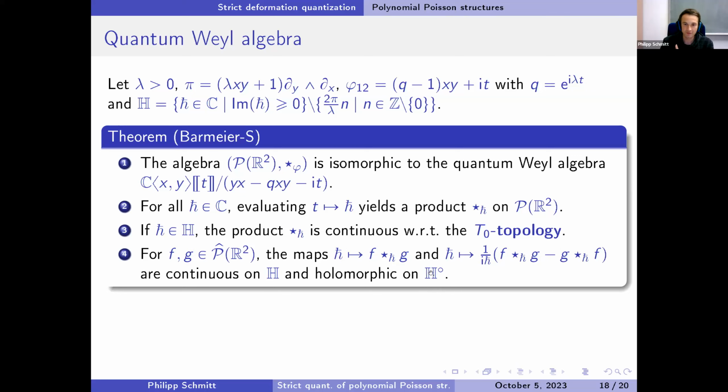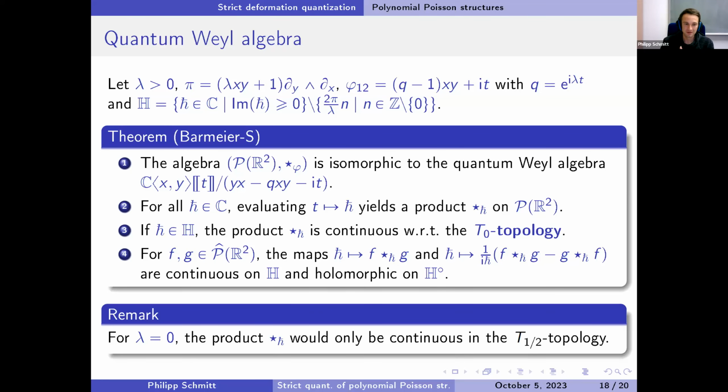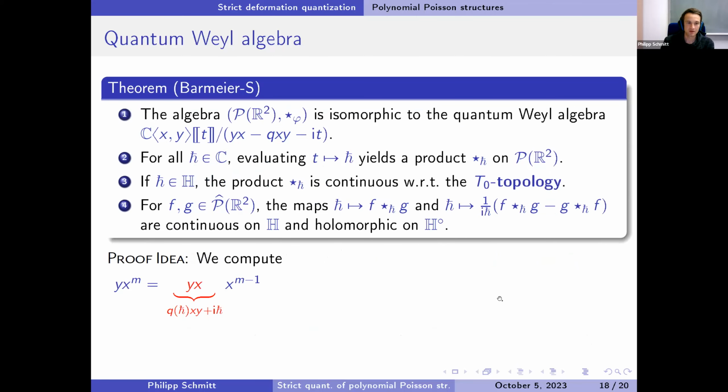Okay, and now I think I have 1 minute left. And in this 1 minute, I just want to tell you that this result is much nicer than for lambda equals 0, where the star product is continuous only in the T1/2 topology. So the completion is way smaller. And I want to give you the idea of the proof, which just consists in computing what happens when you take the star product of y and x to the m, for which you need to commute these variables past each other, introducing these additional factors.